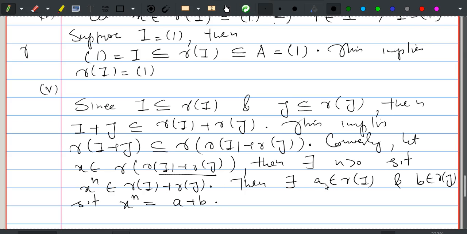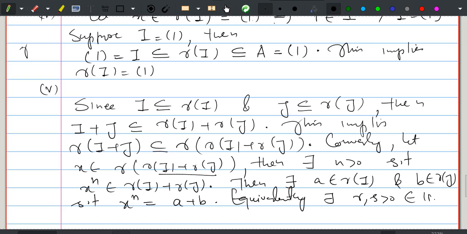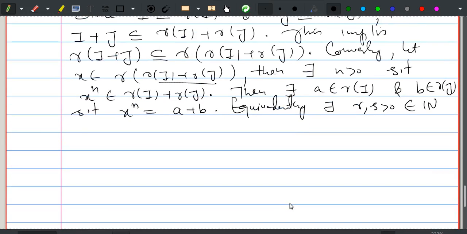Now a being an element of this and b being an element of this implies, equivalently, there exist say r and s positive integers such that a to the power r is an element of I and b to the power s is an element of J.